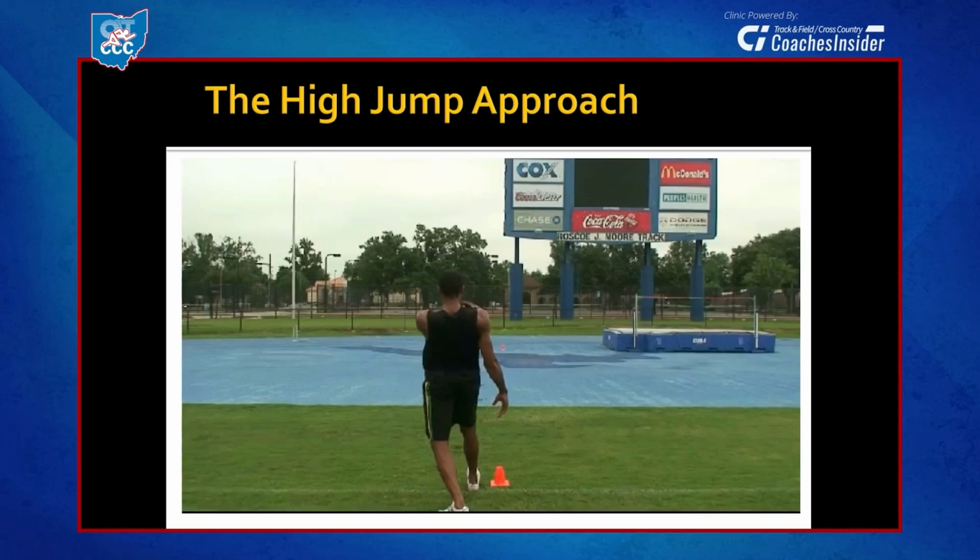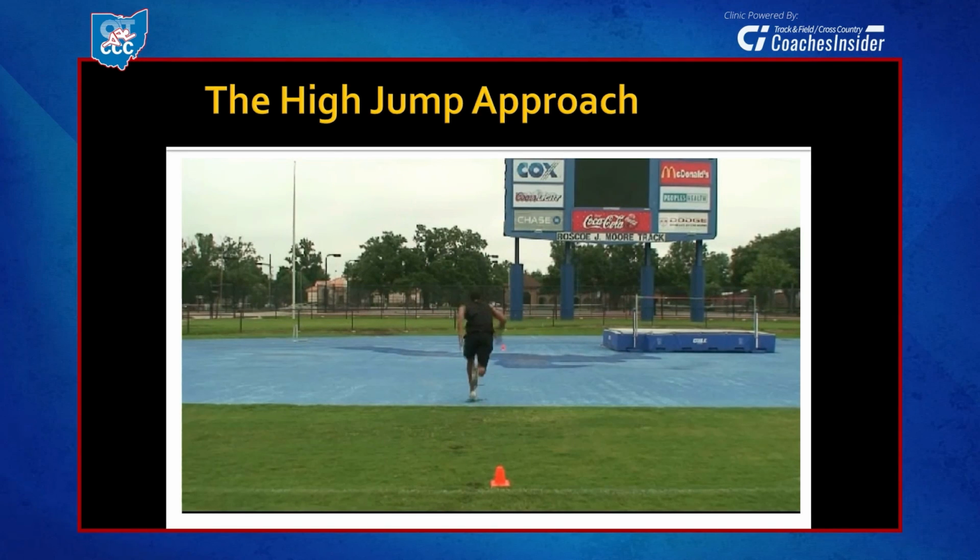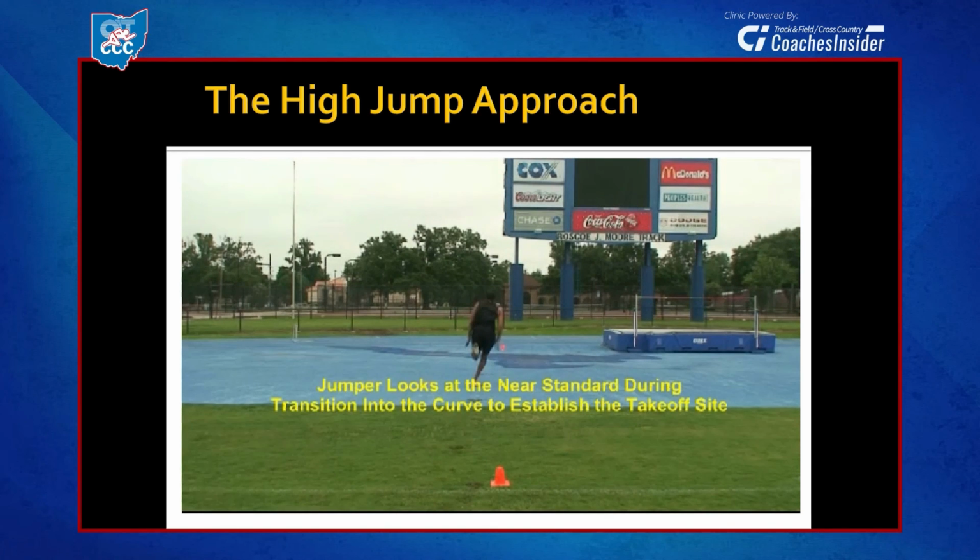Then once we get a little bit further in, say around step 4 or so, now the visual focus changes. Now the visual focus is at the near standard because we're going to gauge our takeoff location by that inside standard. So that near standard becomes our visual point so that we can steer there. We can make adjustments to correctly take off from the right location. So as we see here, this is where our visual focus shifts to that inside standard.